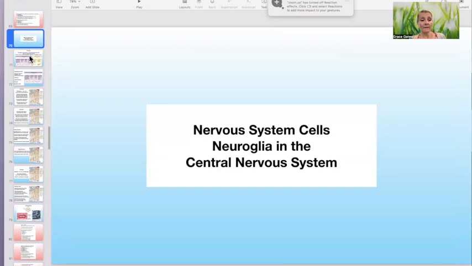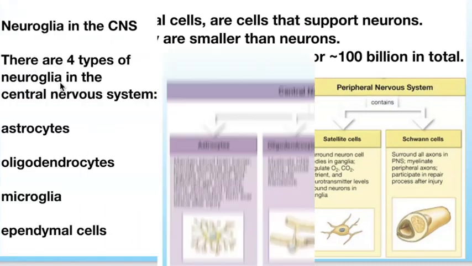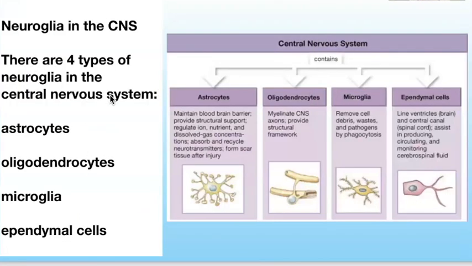So now on to neuroglia. Neuroglia, or glial cells, as they're sometimes called, are cells that support neurons. They're smaller than neurons. There may be 5 times as many neuroglia as neurons, or around 100 billion in total. There are 4 types of neuroglia in the central nervous system. There are astrocytes, oligodendrocytes, microglia, and ependymal cells.